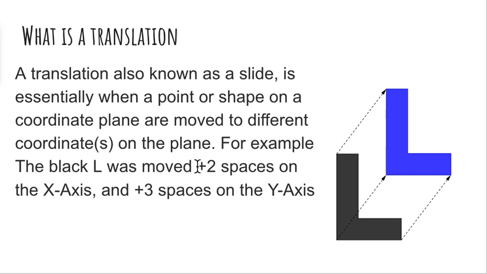So basically, when you are asked to translate a shape or one specific point, you will be given coordinates, directions on how much to move that shape. Here we had 2 and 3, and what that would mean is you're going to move each point that makes up the shape 2 spaces to the right because it's positive on the x, and then 3 spaces up because it's positive on the y. Okay.